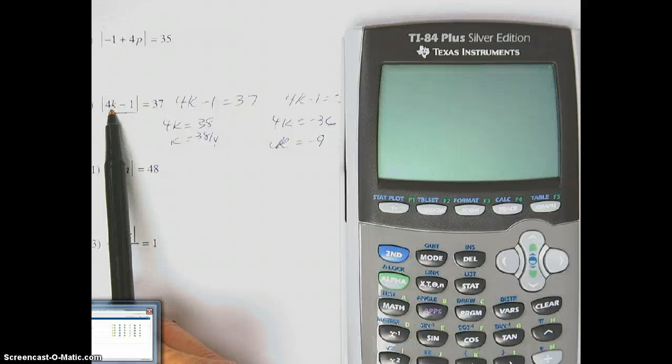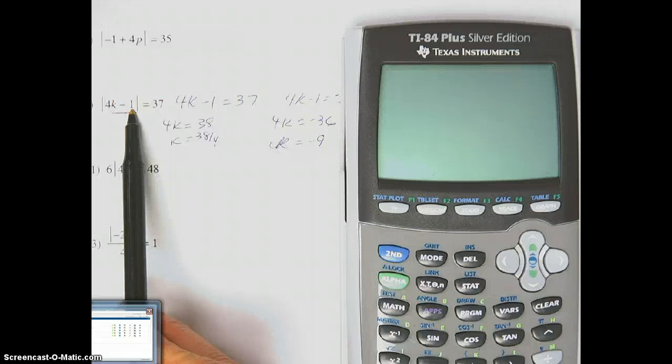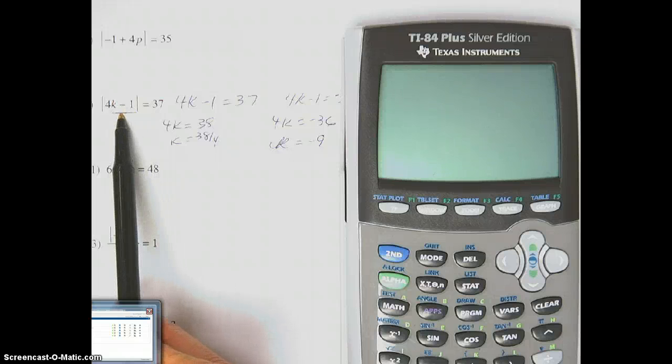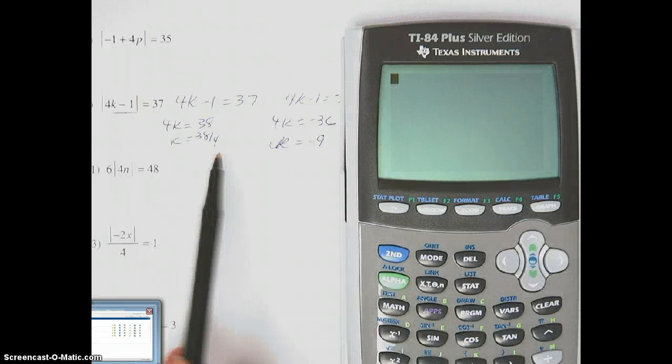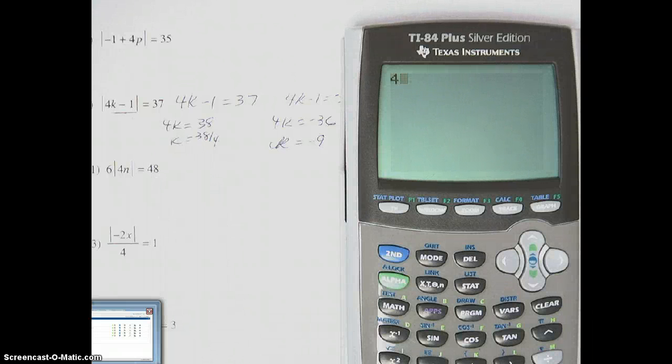times 4 is a negative 36. Negative 36 minus 1 would be a negative 37, and the absolute value of negative 37 is a positive 37. Okay. The one that's a fraction is kind of weird, so let's just punch it. So 4 times 38 fourths will give you 38, minus 1 will give you 37, and the absolute value of 37 is 37. So that first group, you'll all just kind of solve like that.